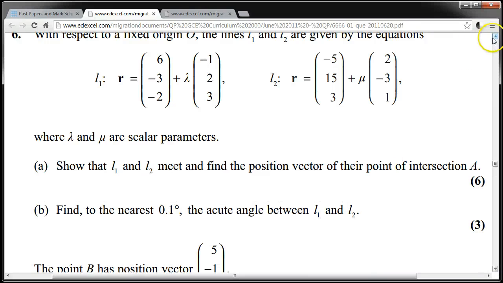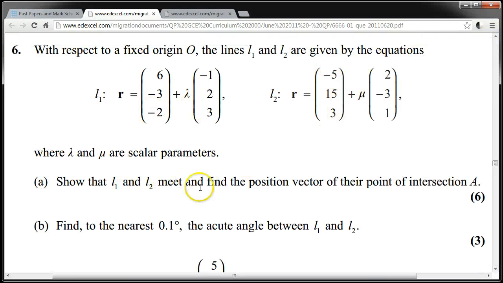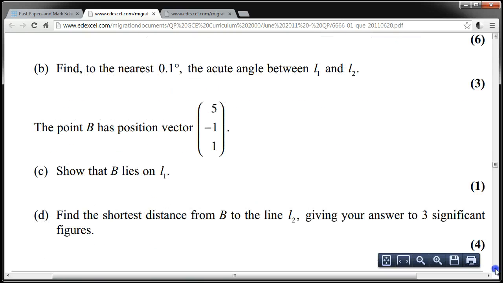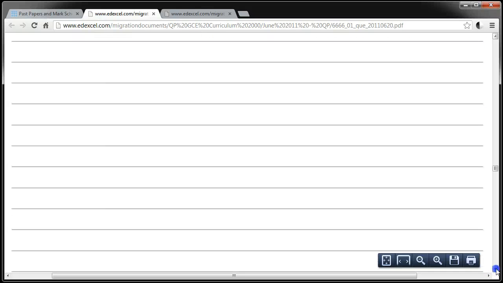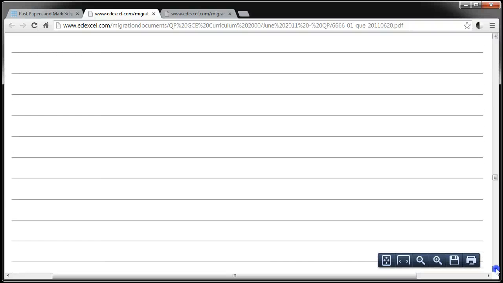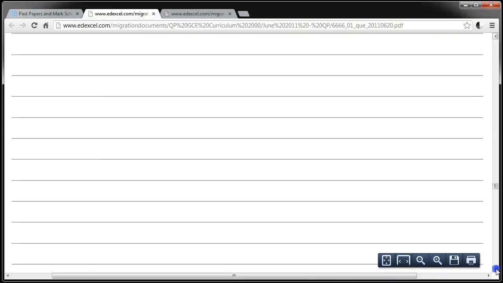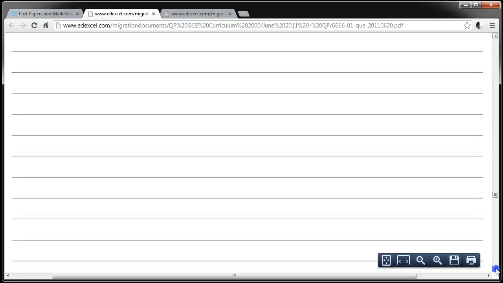So question 6 now is vectors. It's got 2 lines. Show they meet, so let the components x, y and z equal one another, and see if we can find a value for lambda and mu that's compatible for all 3 points meeting. Find the angle, acute angle. So we might find one angle, but you've got to make sure you get the acute angle there. This is a position vector B. Show it lies on L1, that's easy. And then the shortest distance from B to the line L2. So that looks like a right angle triangle when you drop a perpendicular to a line. That's the nearest distance, isn't it? So again, that question looks fairly okay, with no major snags in it.